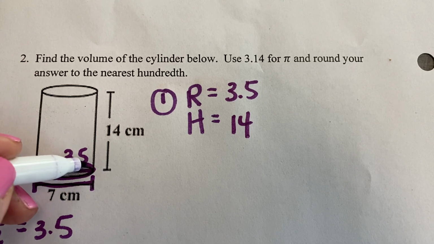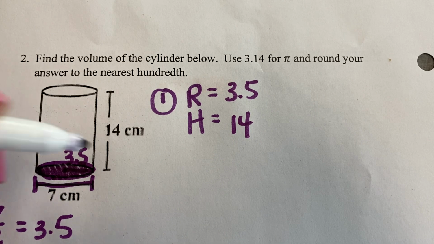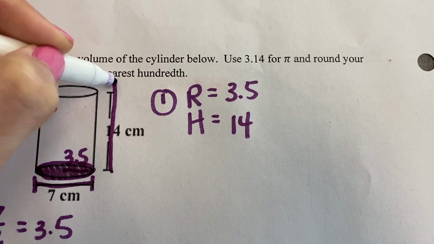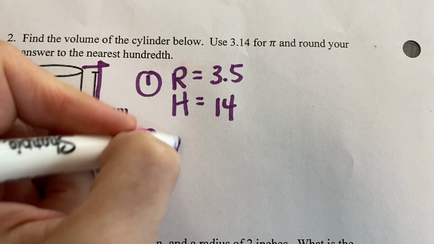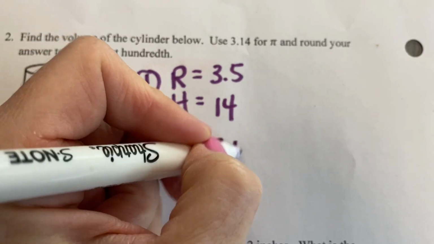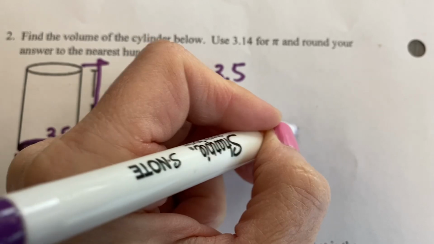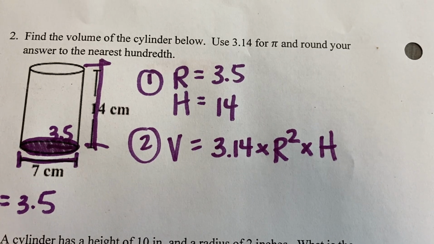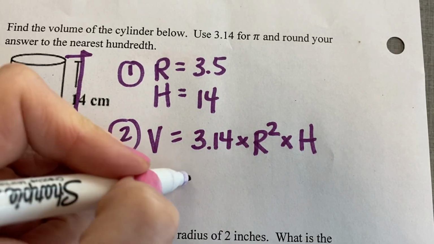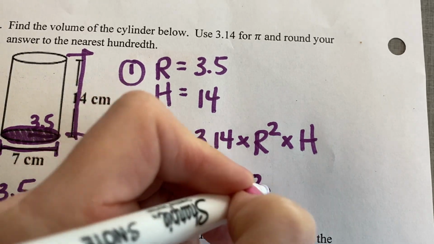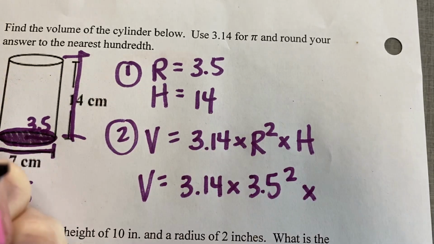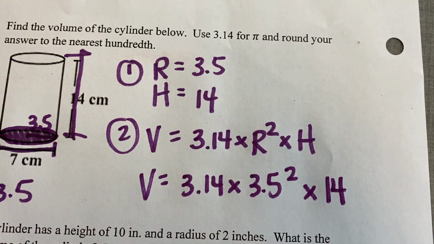Again, I'm going to find the area of this base and move it through the height. That's going to create that magical stack for volume. And so step 2, let's write the formula, set up the play. Volume equals pi times radius squared times height. Volume equals 3.14 times 3.5 squared times 14.